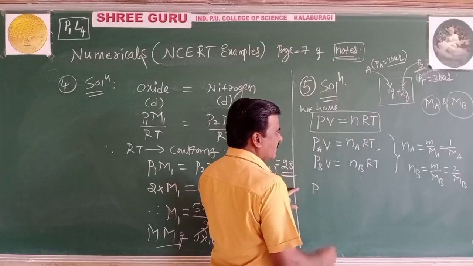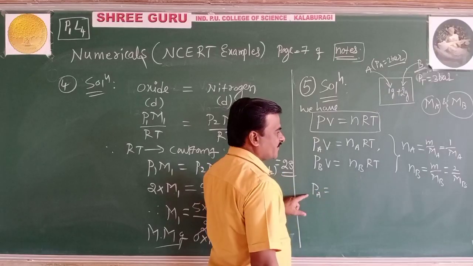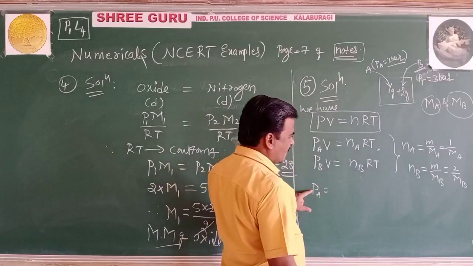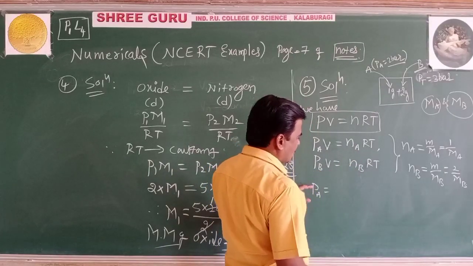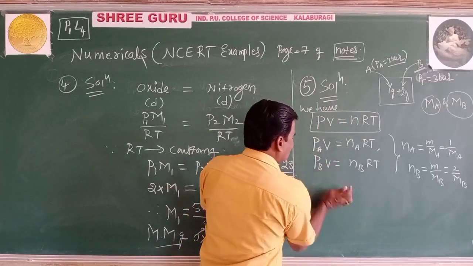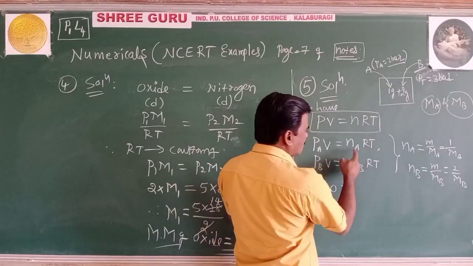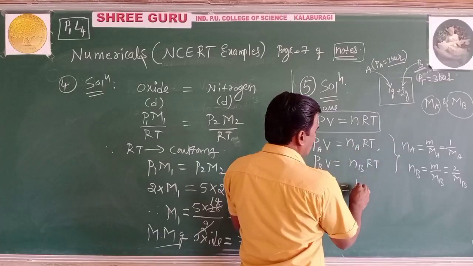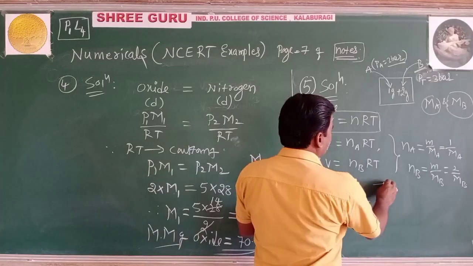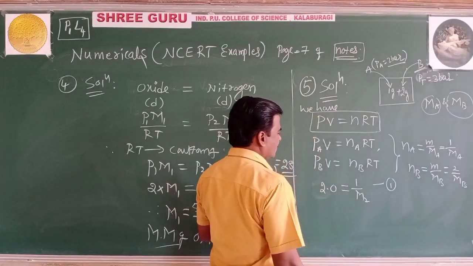Then what is P of A? The pressure of gas A, 2 bar, with V remaining constant, equals nA, and nA is 1 by MA. Call this equation 1. Since R and T remain the same, I ignore them.